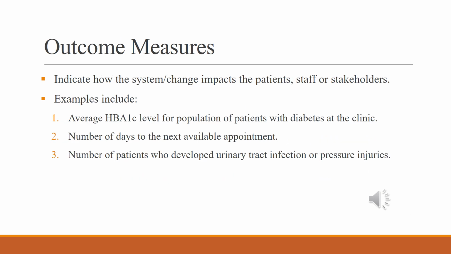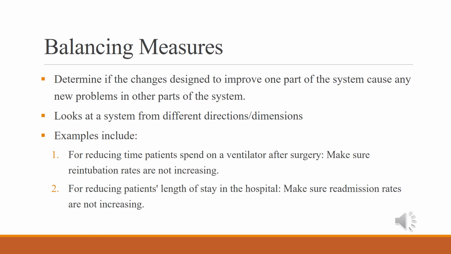As for outcome measures, they indicate how the system has impacted the patients, staff, and all stakeholders. So these are some examples as shown in the slides. Now the third domain is known as balancing measures, which is used to determine if the changes that you have designed to improve the system actually cause a new problem in other parts of the system.